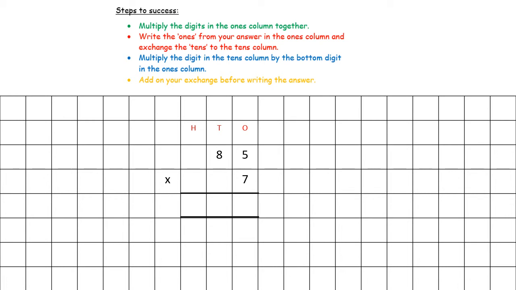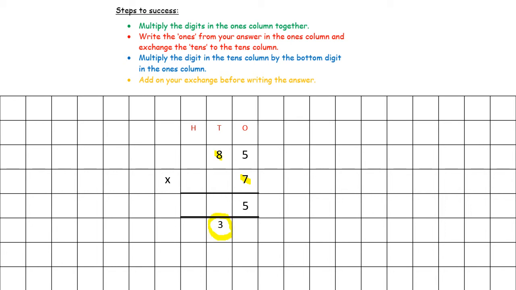Again, we don't write 35 underneath the ones column because 35 has 3 tens and 5 ones. So you write your 3 tens underneath the tens column and your 5 ones in the ones column. Now we need to do 80 times 7, okay, because you've got 8 tens times 7 ones. So 8 times 7 is 56, okay, and then you've got to add on your exchange.